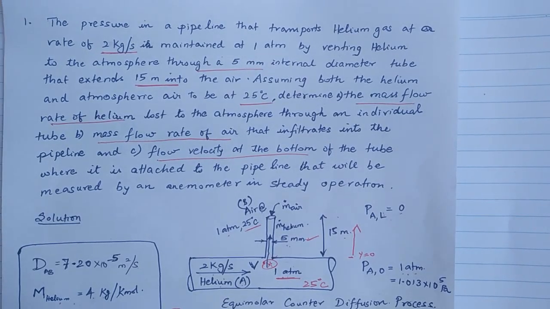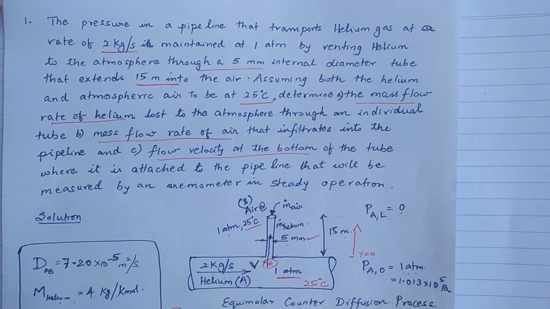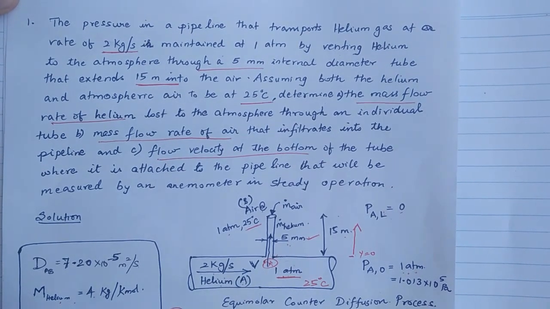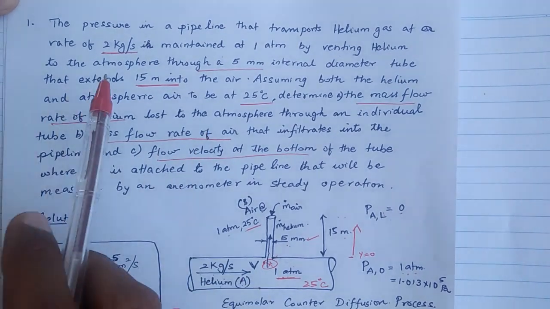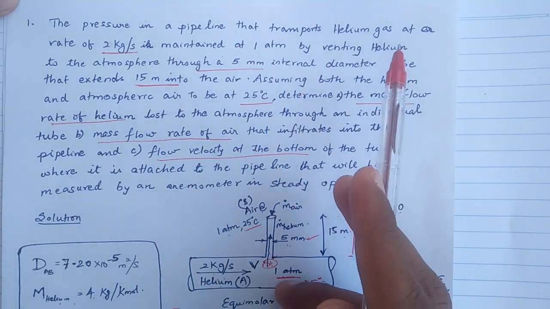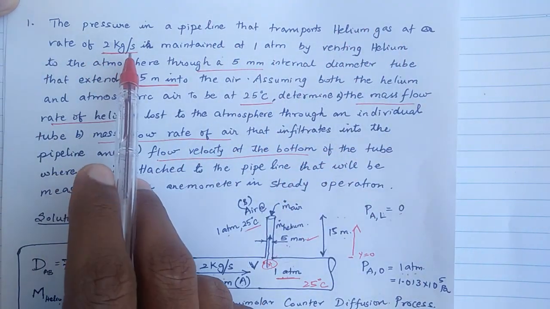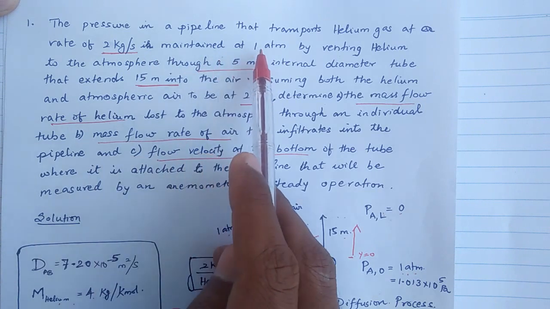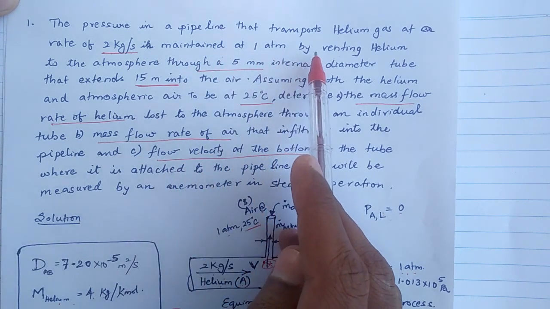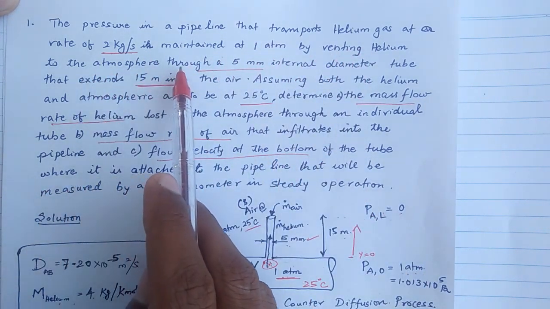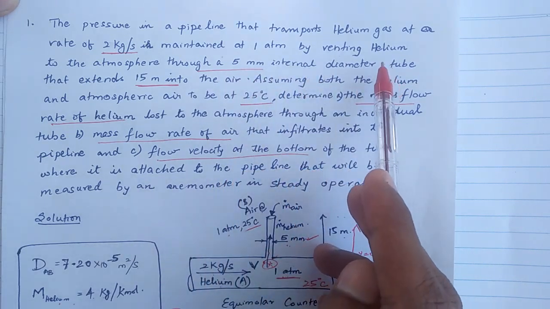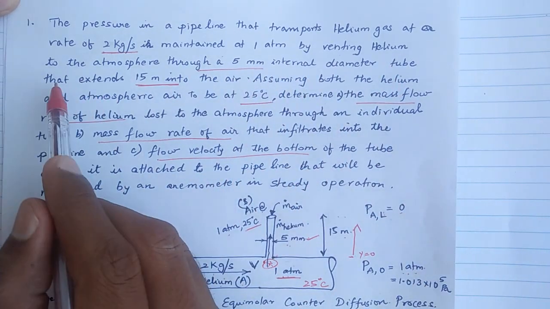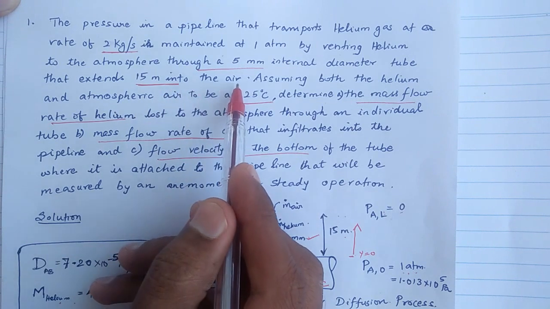Welcome students. Today we are going to see a problem on equimolar counter diffusion process. The question is: the pressure in a pipeline that transports helium gas at a rate of 2 kg per second is maintained at 1 atmosphere pressure by venting helium to the atmosphere through a 5 internal diameter tube that extends 15 meter into the air.